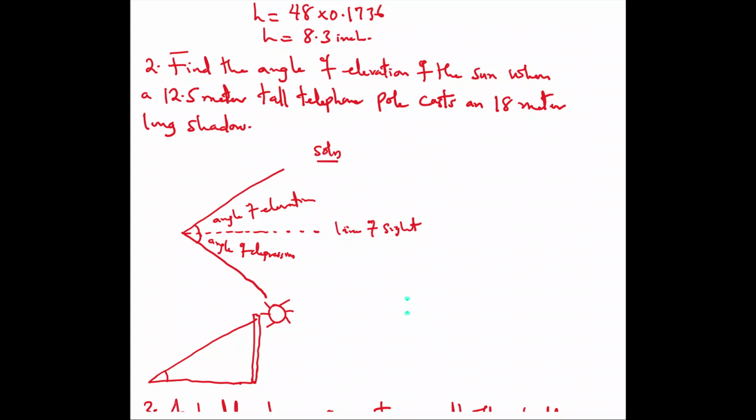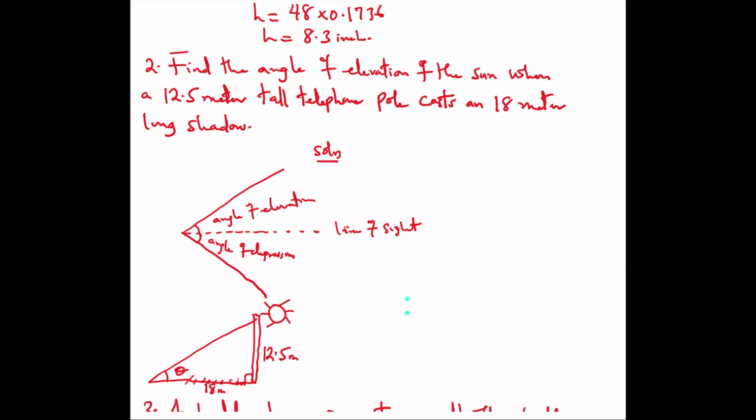It says it casts an 18-meter long shadow. When it's casting a shadow, it's going to cast it on the ground. So this side here is the ground. This is where the shadow will be, and it says the length of the shadow is 18 meters, right? And this is the angle we are looking for, the angle of elevation. And it says that the telephone is 12.5 meters tall.